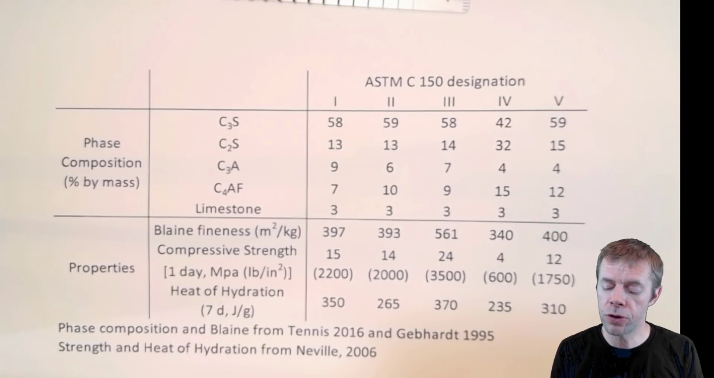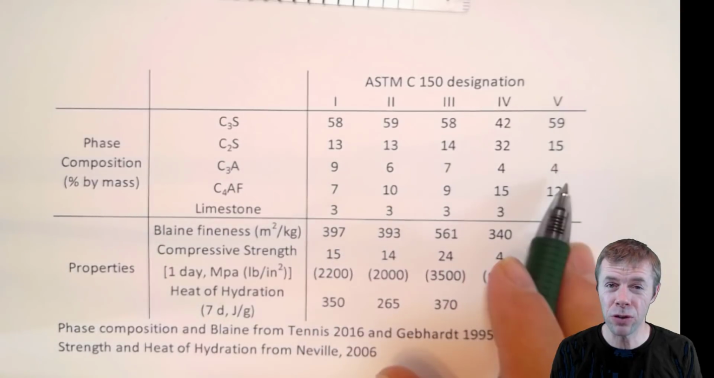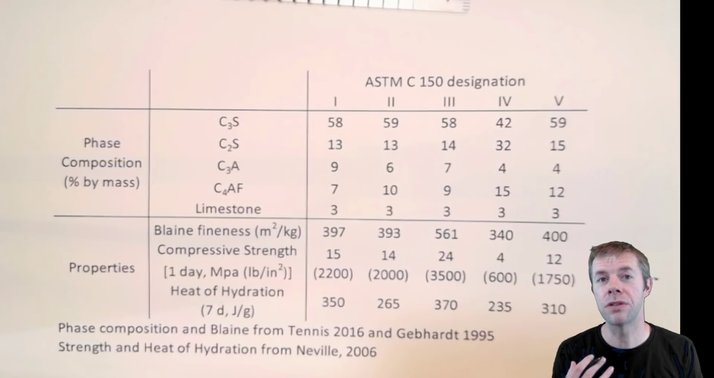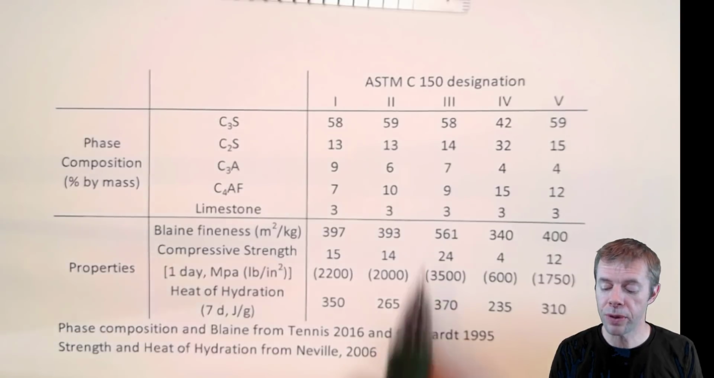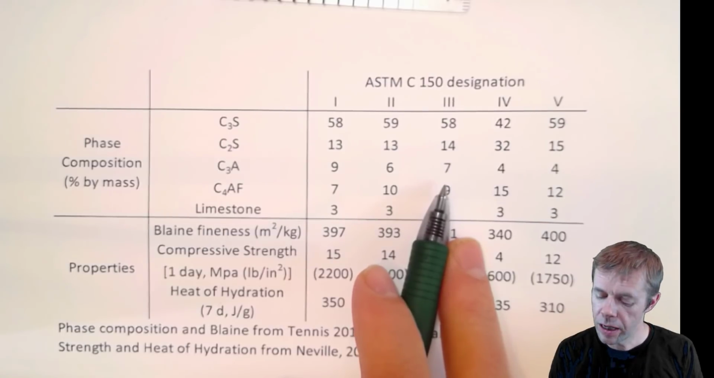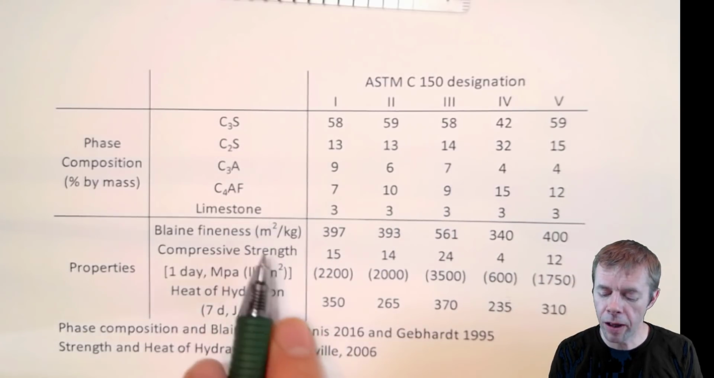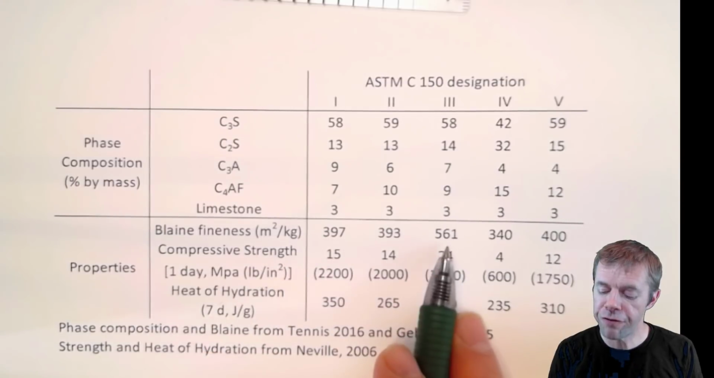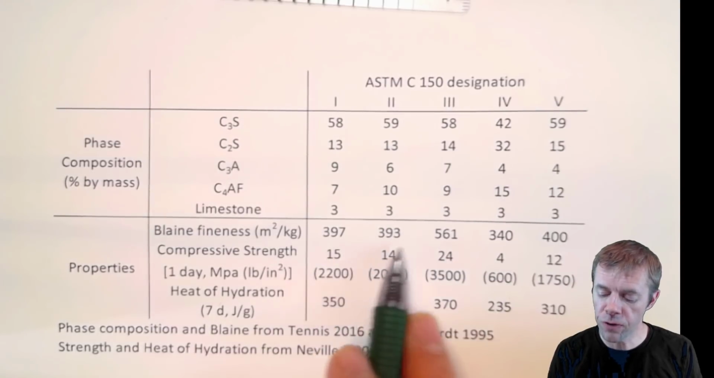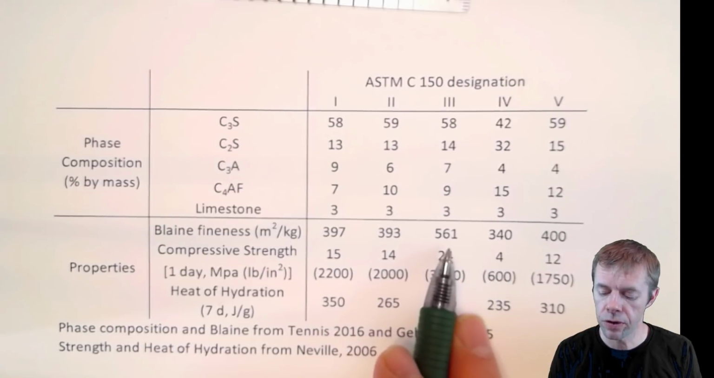But to produce a type 2 or a type 5, it's usually more costly because you have to pay more attention to the ingredients that you have around you. And a type 3 is definitely more costly. Why? Because you have to grind it finer. This Blaine fineness, which we'll talk about coming up, is how fine it is. And the higher the number, this is like the surface area. The higher the number it is, it means the finer the particles. This has a lot higher surface area than any of the other cements.